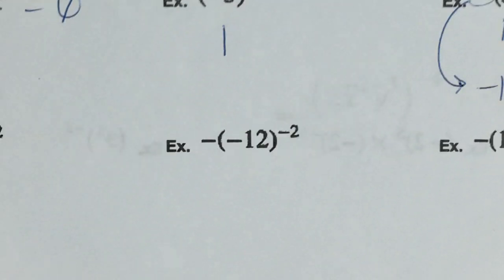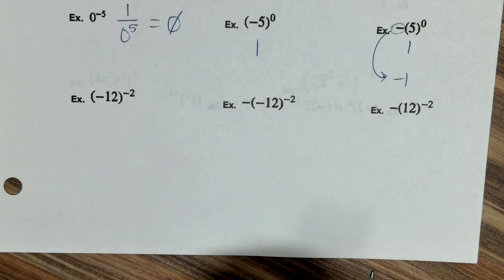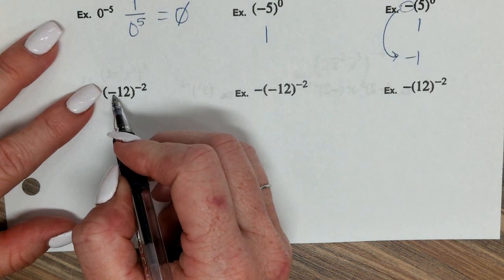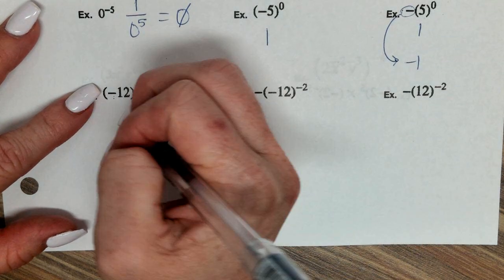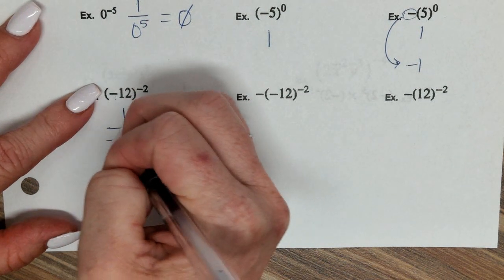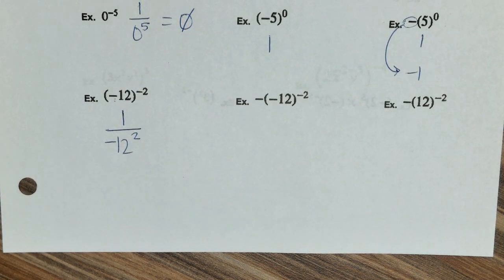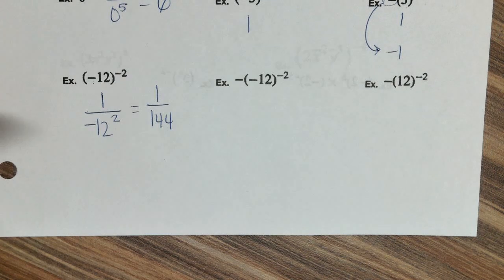All right, down here, look at these three problems. They look a lot alike, don't they? But they're different. This one, the negative is inside of the parentheses. So negative 12 is being raised to the negative 2. So I just move it to the bottom, and I have negative 12 to the 2. The 12 does not lose its negative by moving to the bottom. The exponent loses its negative. Yes? All right, well, what is negative 12 times negative 12? Positive 144.